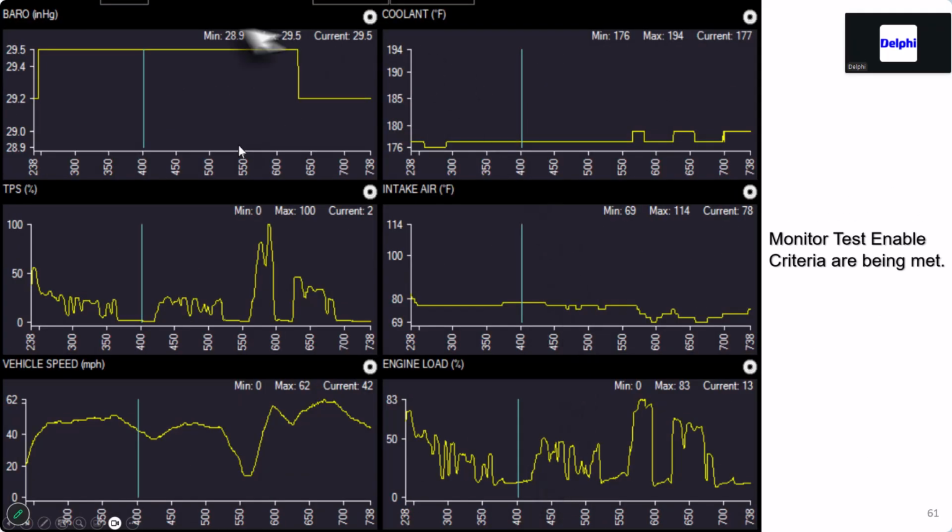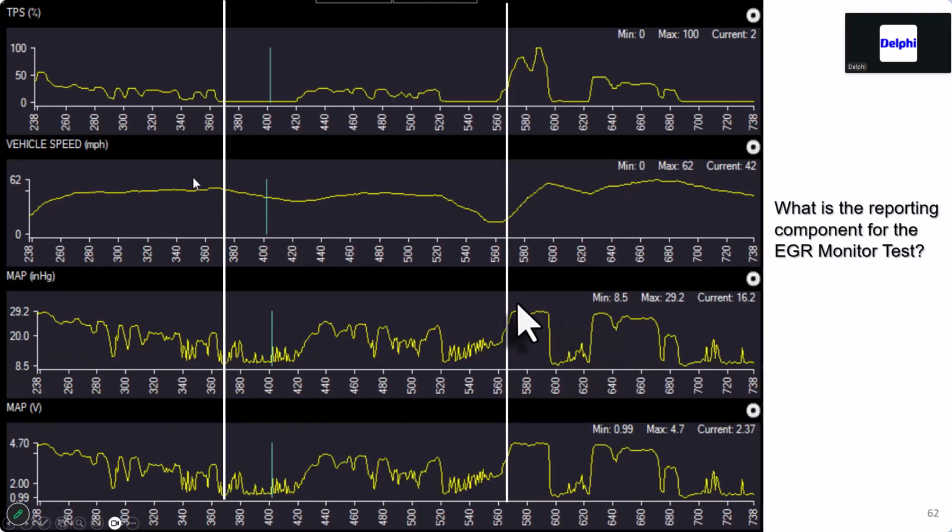So we go to the next page. I look at all the enable criteria, what I call enable criteria. Everything looks good. Now I go to the reporting component. And remember what I said, the reporting component is the MAP. And here's my MAP sensor on deceleration. Here's my MAP voltage on deceleration. I want you to pay attention to these close hashes, and the height of the MAP sensor voltage is well over 1 volt. Something's going on with the MAP sensor here. It's not the MAP sensor, it's a brand new one, but something's going on with this MAP sensor right here. And that's the reporting component for the EGR to run its test and to verify it's working.